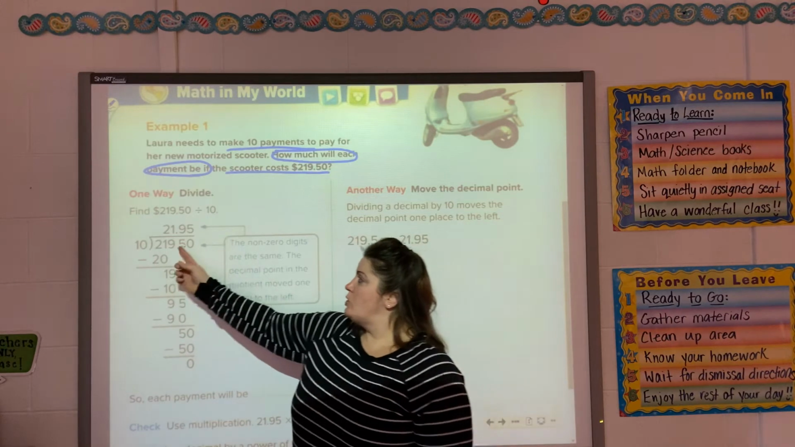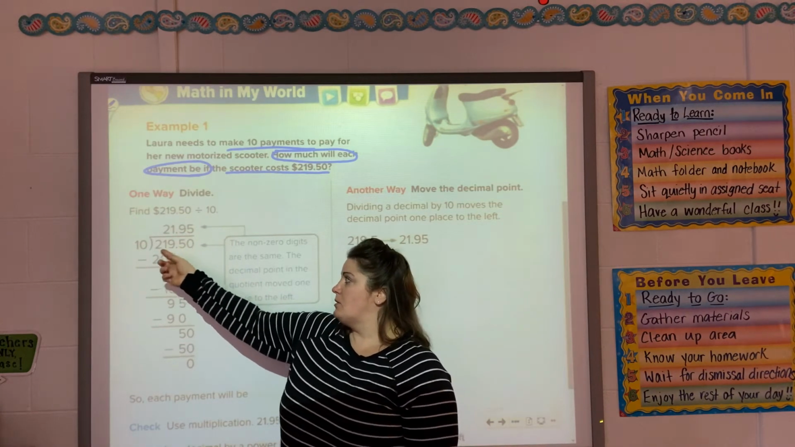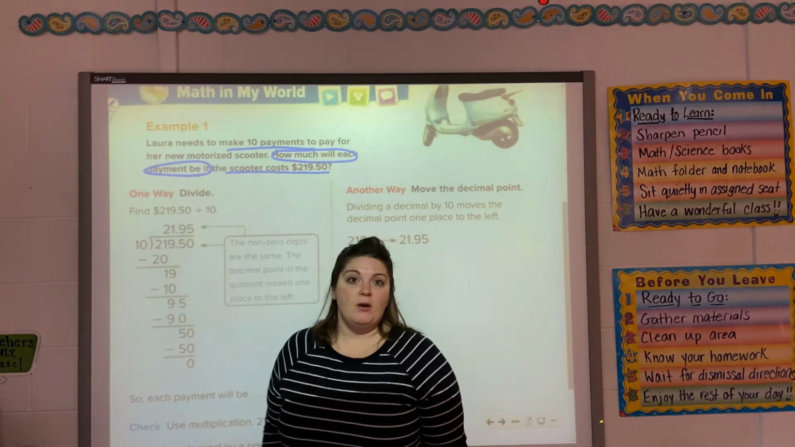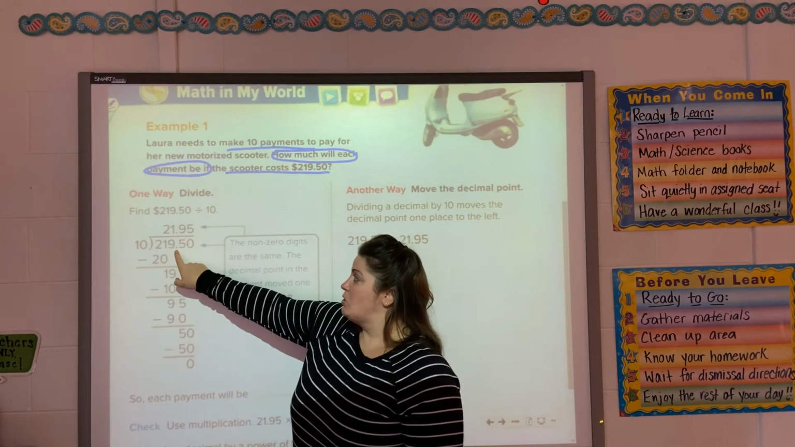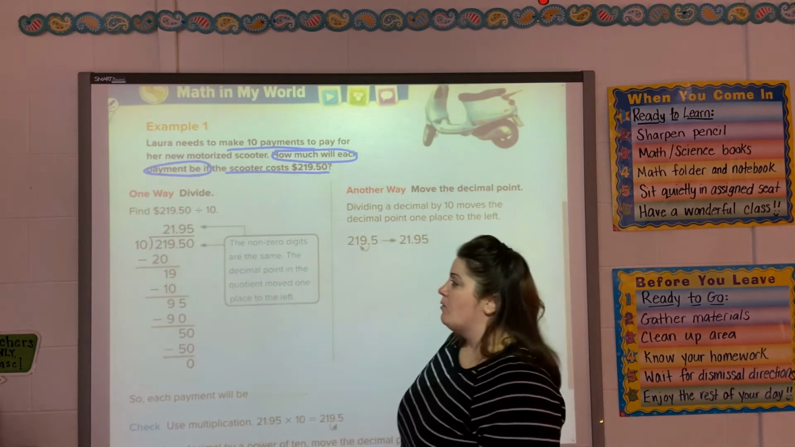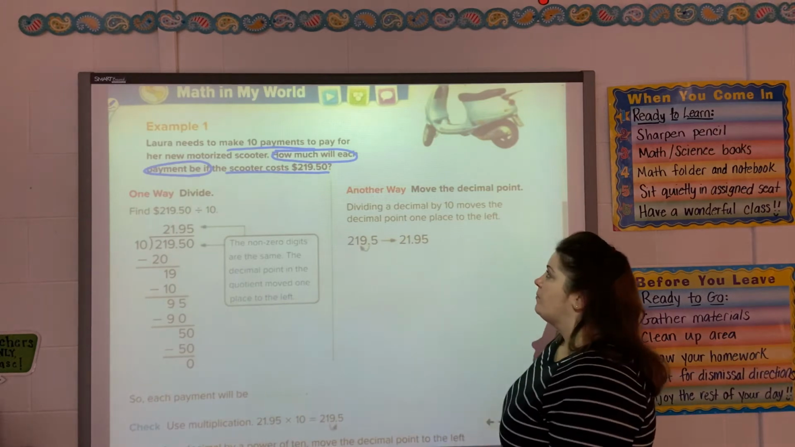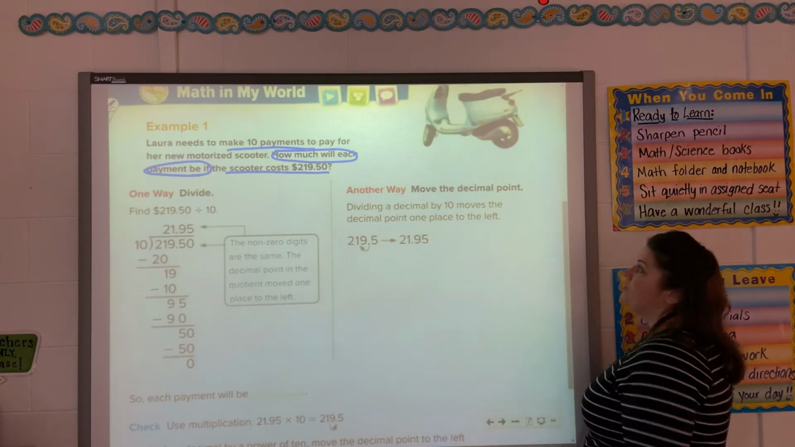When we get our quotient, the digits in our quotient are very similar to the digits in our dividend, except for we cut off a 0. What has changed? The place value. The position of the decimal point has moved. Because we're dividing by a power of 10, that's going to happen. Another way, the faster way, the more efficient way, is to move the decimal point.